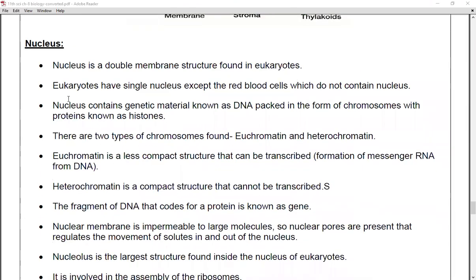The next organelle is the most important one, and that is the nucleus, right? This nucleus is again a double membrane structure, right? And this is found in the eukaryotes, right?